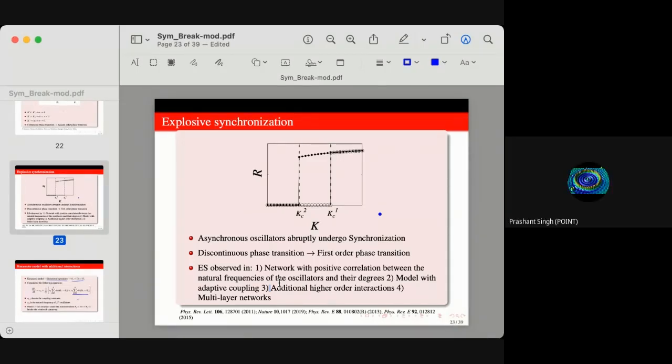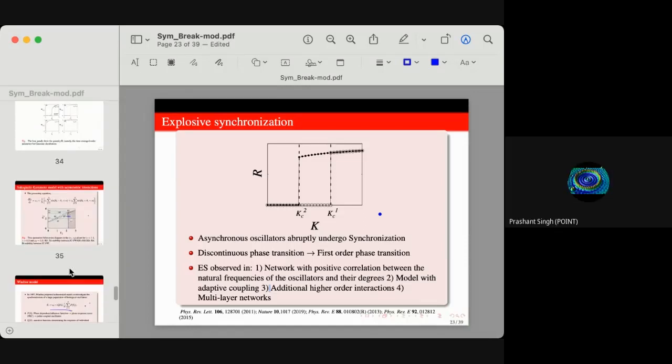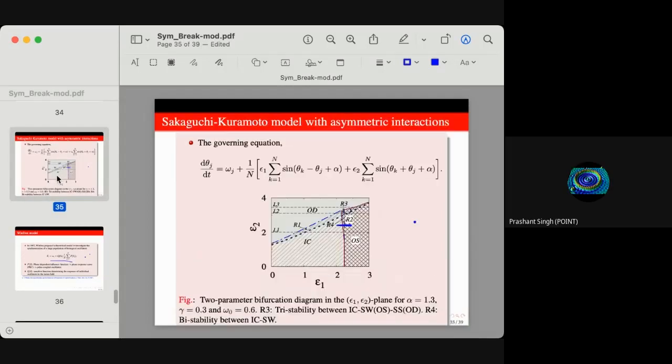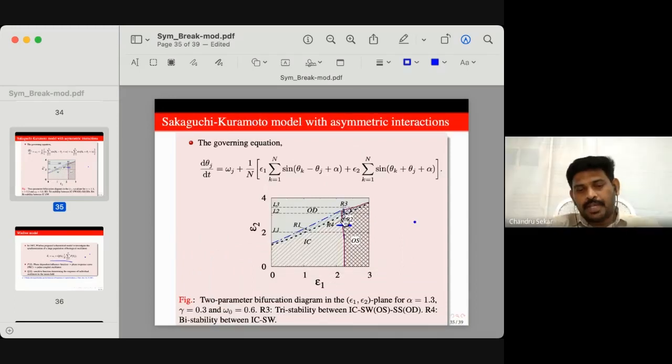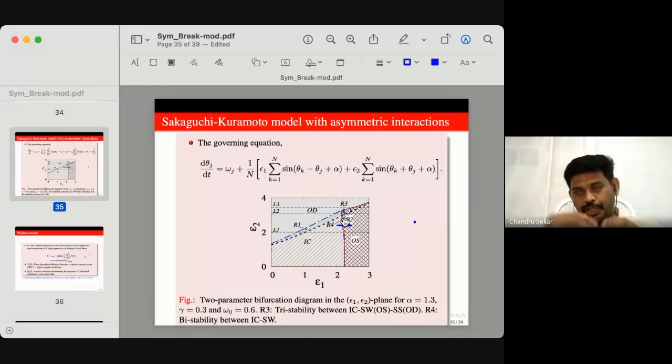Sir, and about the tri-stability region, I could not get the point, like how one particular phase can have a probability to go to another phase at the same time. So tri-stability region. Yeah, bistability and tri-stability are similar. So we have an initial condition for the system. Depending on the distribution of the initial condition, the system may go to any one of the states.